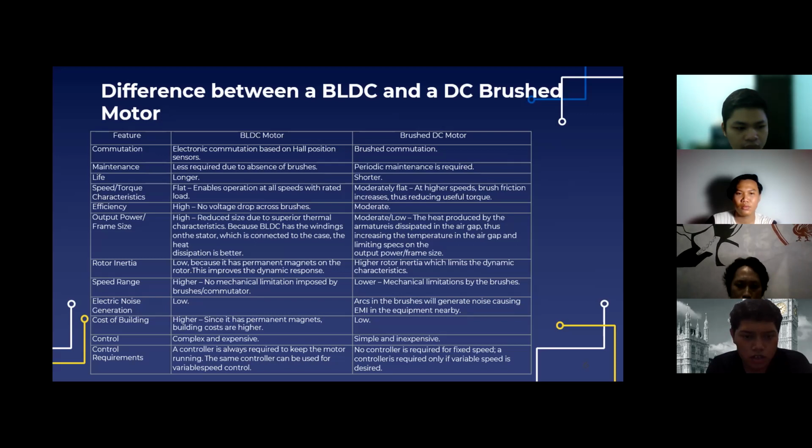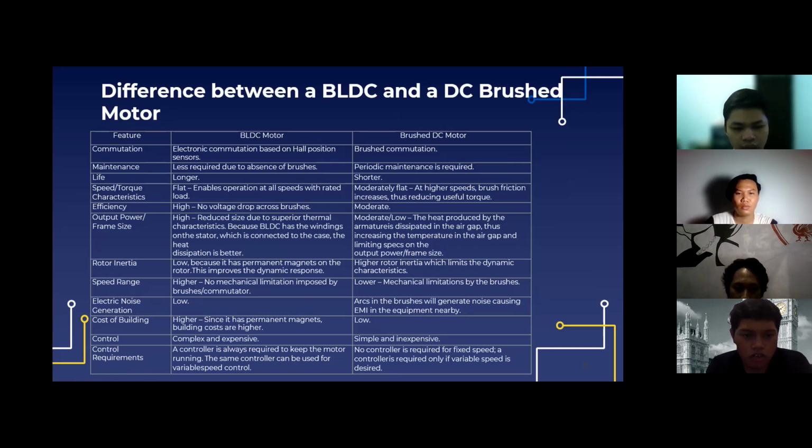In speed range, the PLDC motor is higher, with no mechanical limitation imposed by brush or commutator. But the brush DC motor is lower, with mechanical limitation by the brush.